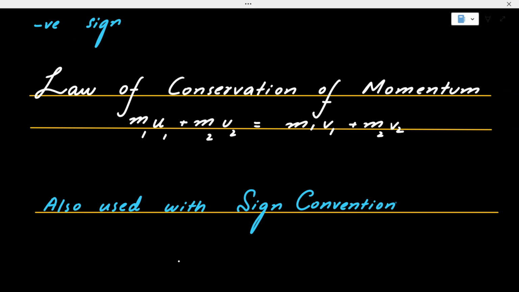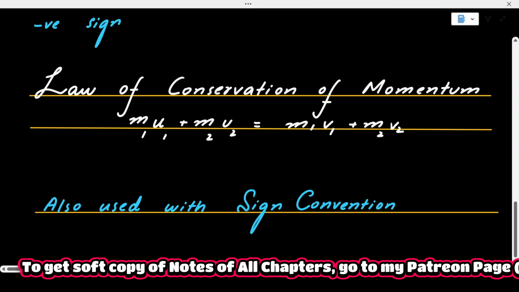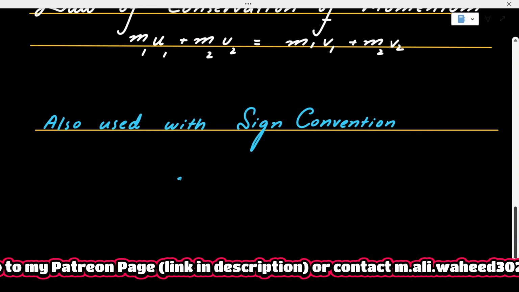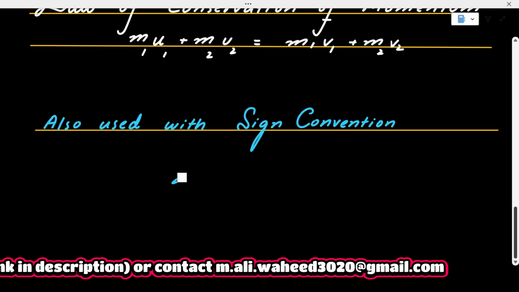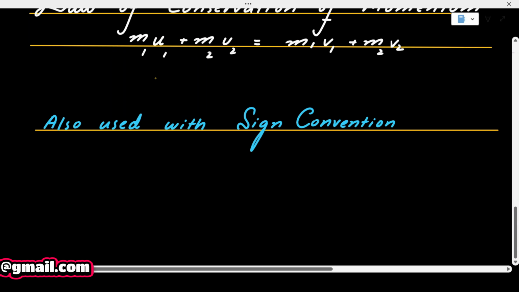What does that mean? It means, let's say, after the collision, the velocity of the first object is now reversed. So this one, v1 should be negative. If the velocity of the second object after the collision is reversed, the velocity v2 would be negative. So this expression, keep it in your mind, ladies and gentlemen, m1 u1, this expression you need to improvise in all the questions.